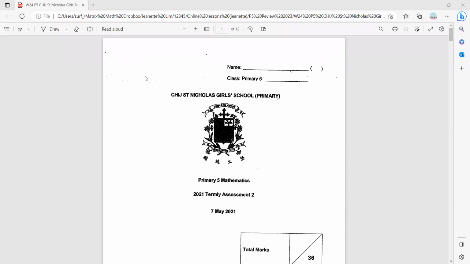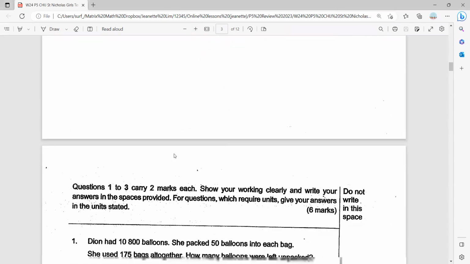CHIJ St. Nicholas. This is for term 2, termly assessment 2 for 2021. Okay, let's take a look at the first question.